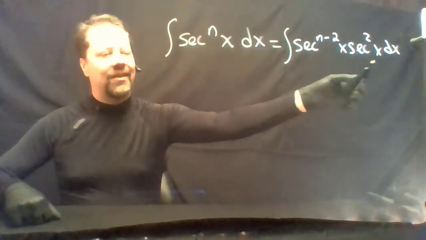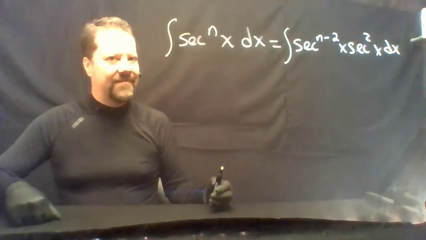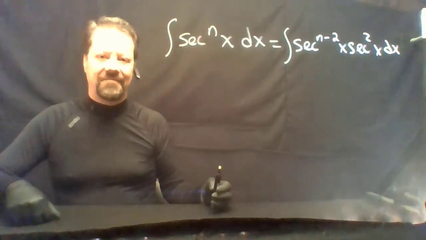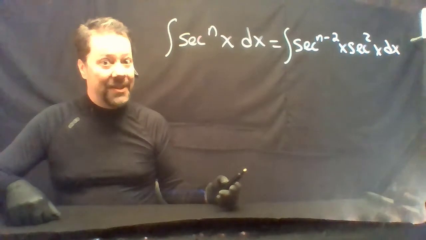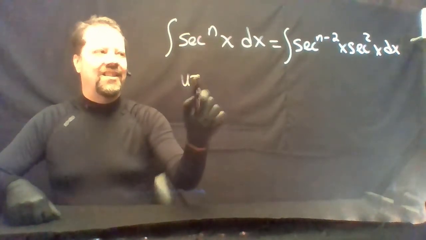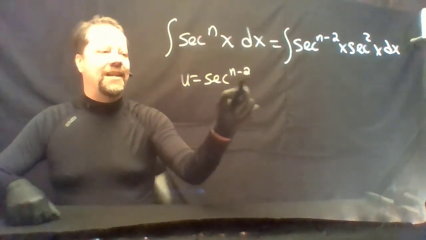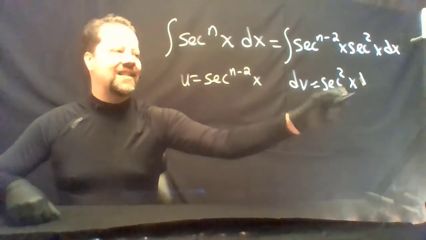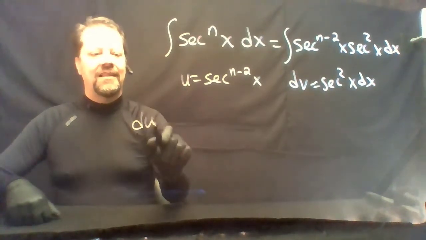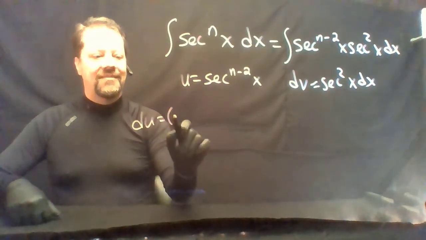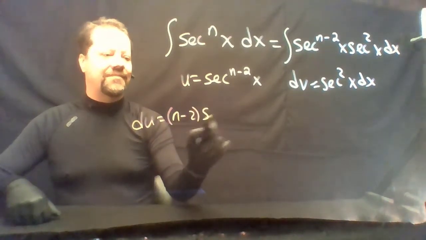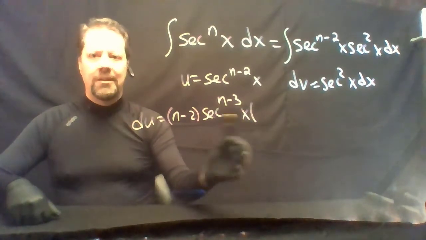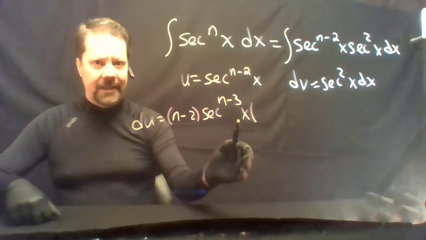And we know how to integrate secant squared. And we know how to differentiate secant to the n minus 2x. It looks like integration by parts. u is secant to the n minus 2x, dv is secant squared x dx. Using the chain rule, we'll bring the power down, subtract 1 from the exponent, but then we need to multiply by the derivative of the inside.